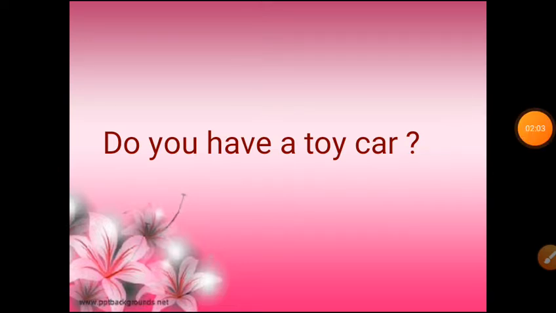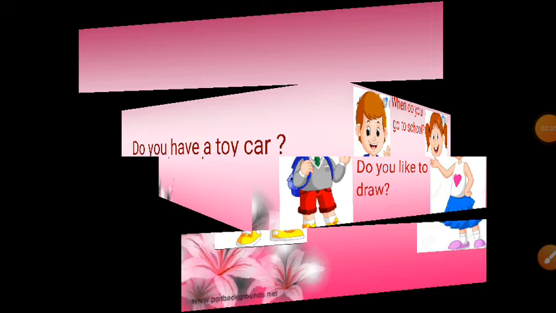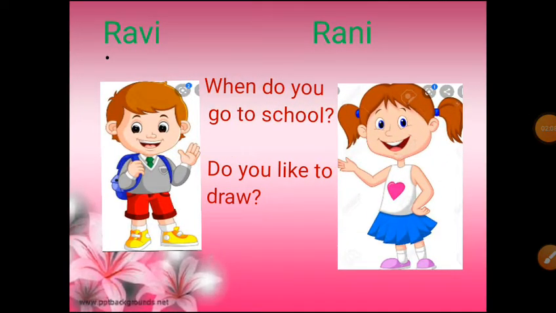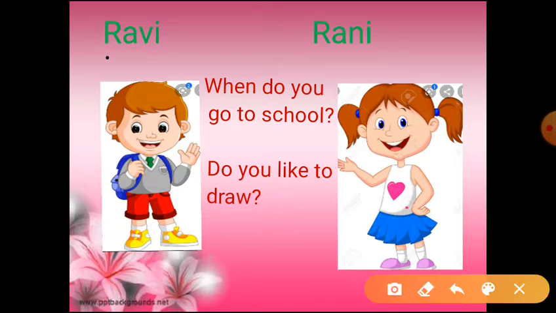Okay. Now let us meet two friends here. They are Ravi and Rani. Okay, they are asking questions with each other. So this is Rani. She is asking a few questions to Ravi to know more about him. Now, what is she asking, let me see. When do you go to school? So what answer will Ravi give? Yes, I'll go to school at 8 o'clock.